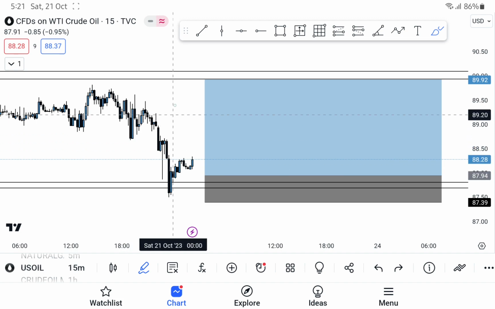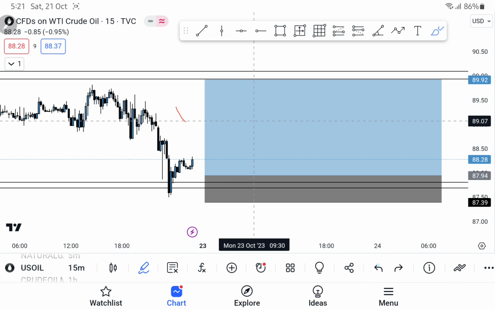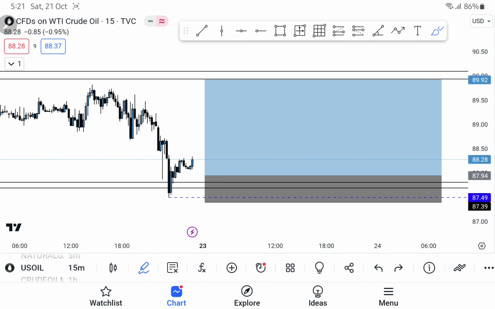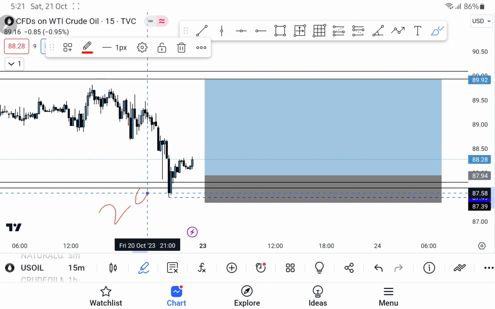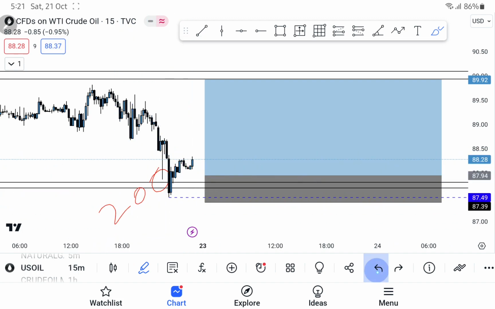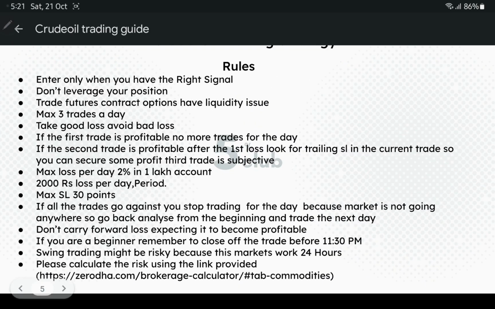I'm losing 1 more percent. No, I don't want to risk that 1 more percent. But that 1 more percent is actually very big. I don't want to lose that. With 2%, I'm good. 2000 per day maximum, then exit. Okay, that has been said.